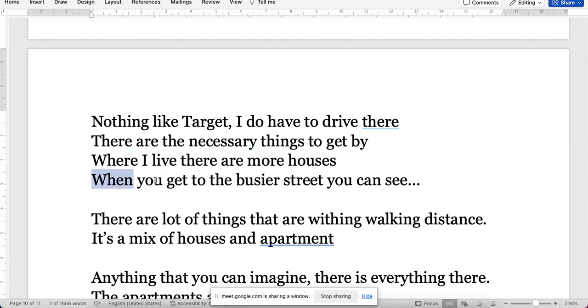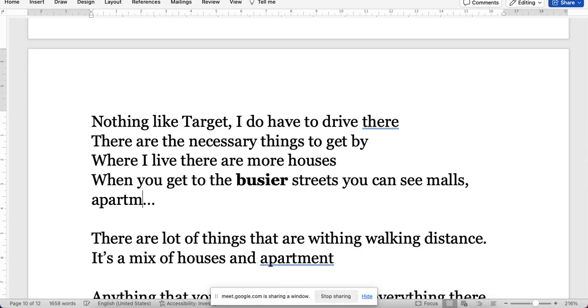When you get to the busier streets, es como a las calles más concurridas, también es una manera de decir calles principales. Busier streets. So you can see, y tú puedes decir qué es lo que se puede ver ahí. You can see malls, apartments, right? Transmilenio stations, si están en Bogotá. Si están en Medellín, dirían metro stations, right? Good. Bueno.